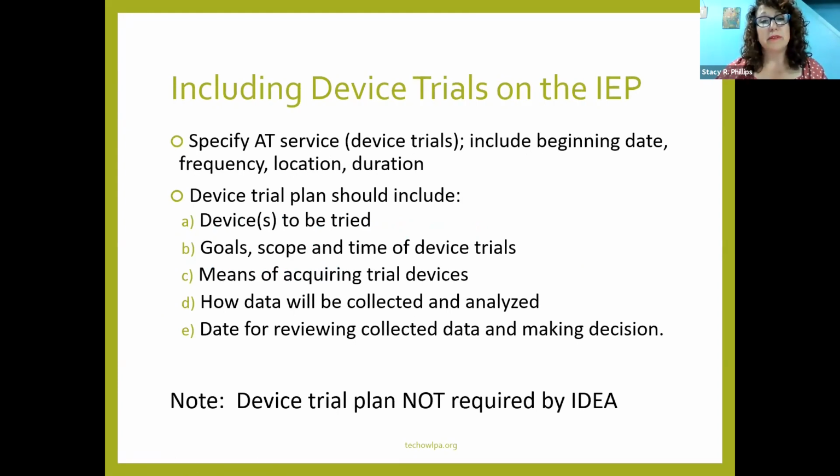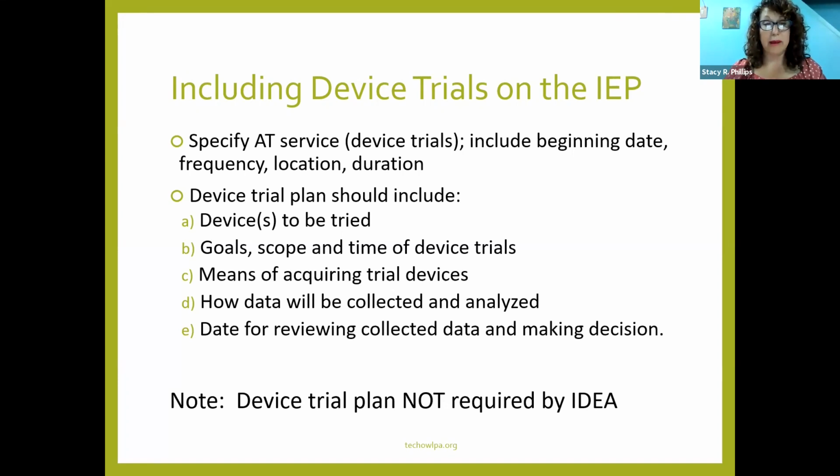Device trials should also be included in the IEP. Specifically, they want to specify the AT service as well. If they're just borrowing a device, who's going to be supporting them with that device? Will there be therapies or services provided? Beginning dates, frequency, the location and duration. So in school, in the general education setting, for 1 hour each day, 5 days a week. Really specific. At home while helping mom cook for 45 minutes, 3 days a week.